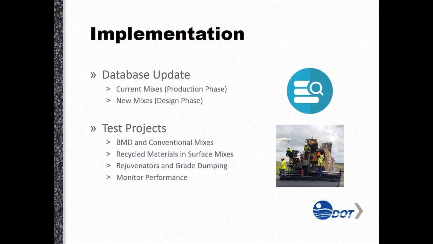We're allowing recycled materials in the surface. At present, ODOT does not allow recycle in surfaces. We're taking a look at this. We're trying to check strengths and the true PG grading of our liquids that are in the surface. We're also going to be looking at the rejuvenators and the grade dumping. If we call for a 70 minus 28 and we put a wrap in with it, a 10, 15, 20% wrap, can we go down to a 58 minus 28 and out on the road get a 70 minus 28? So we're also looking at that. And then we're going to monitor the performance.